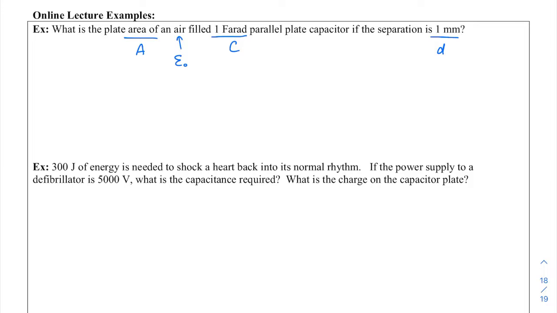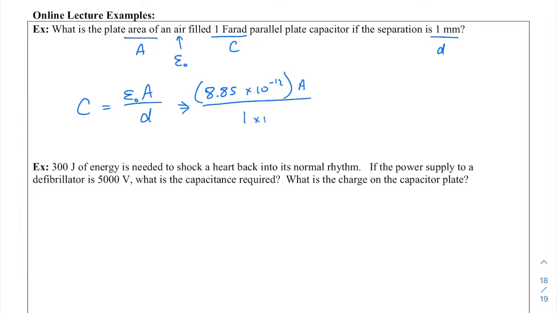So the equation for capacitance is equal to epsilon naught times area over distance. And epsilon naught is 8.85 times 10 to the negative 12. I'm looking for my area over my distance of 1 millimeter, so 1 times 10 to the negative 3, and it's 1 farad.